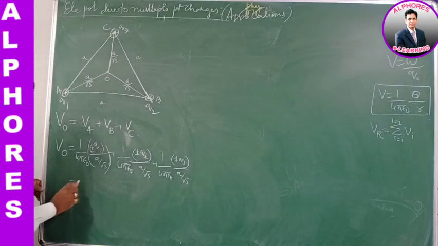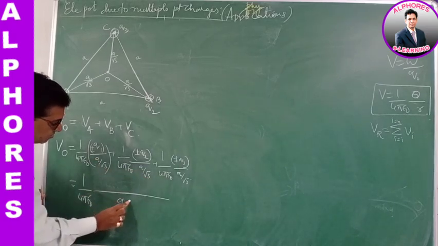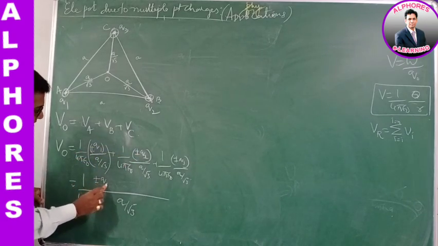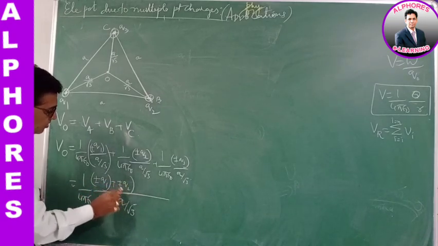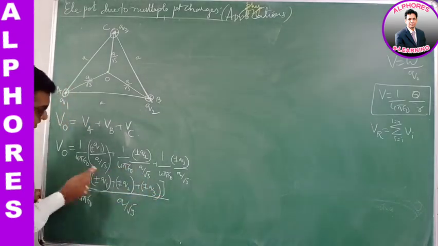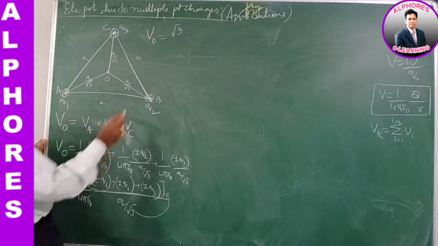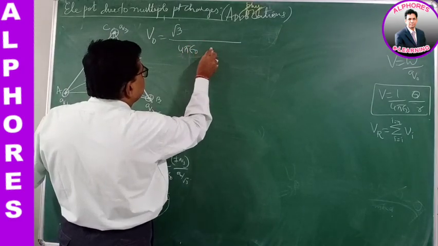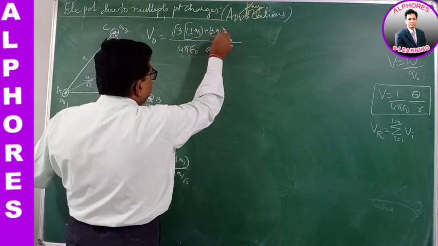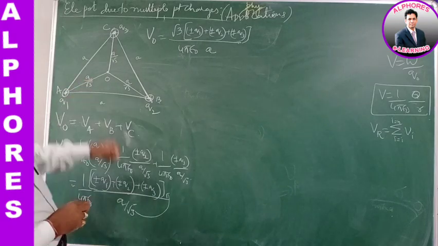Now, take the common things out. 1 by 4 pi epsilon naught is common, and A by root 3 is also common. Then I remain with plus or minus Q1 plus plus or minus Q2 plus plus or minus Q3. Then root 3 goes up. So the potential at O is root 3 times, with the denominator 4 pi epsilon naught A, then plus or minus Q1 plus plus or minus Q2 plus plus or minus Q3. This is the potential due to these three charges at the center.